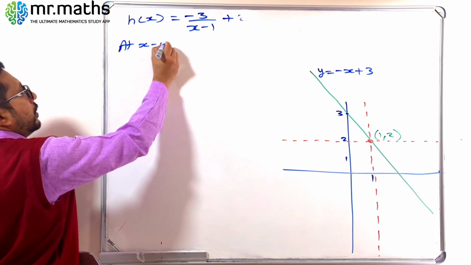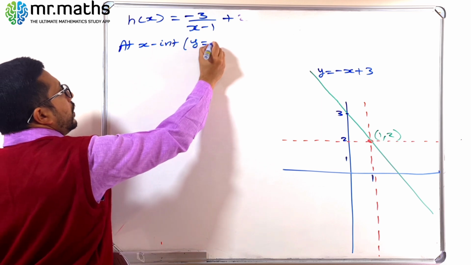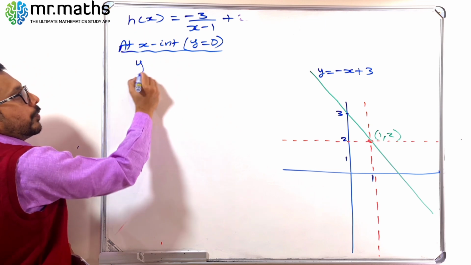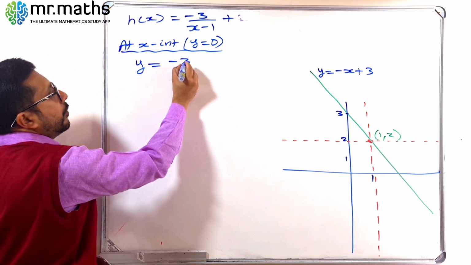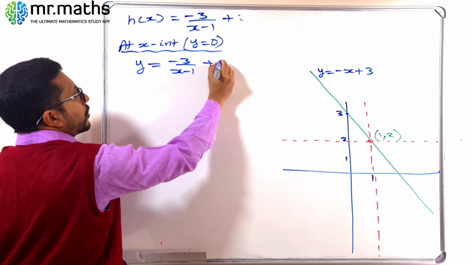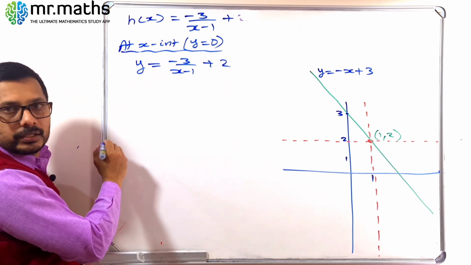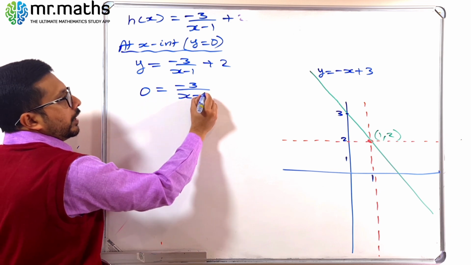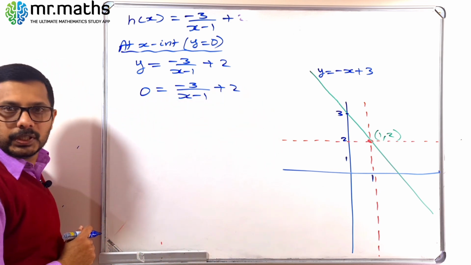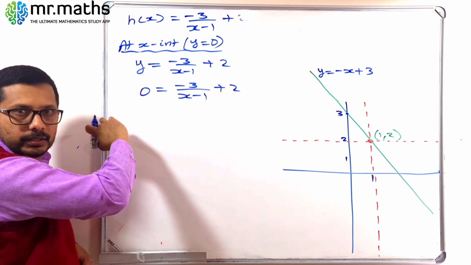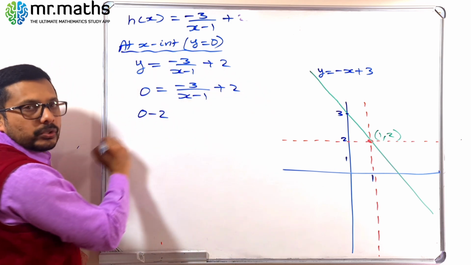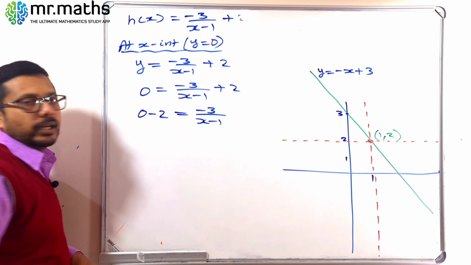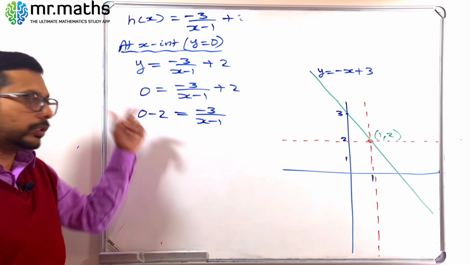At the x-intercept, what is the value of y? y is equal to 0. So substitute here, y. This h of x is the same as y. So y is equal to minus 3 divided by x minus 1, plus 2. We can substitute the value of y as 0. So 0 is equal to minus 3 divided by x minus 1, plus 2. Now take this 2 to this side. So 0 minus 2 is equal to minus 3 divided by x minus 1. I took this plus 2 to this side, so it is minus 2.